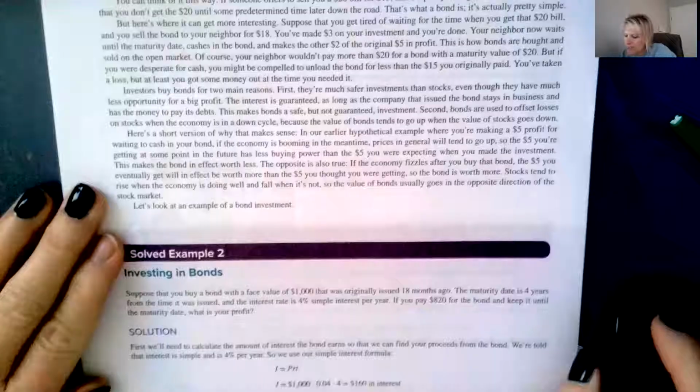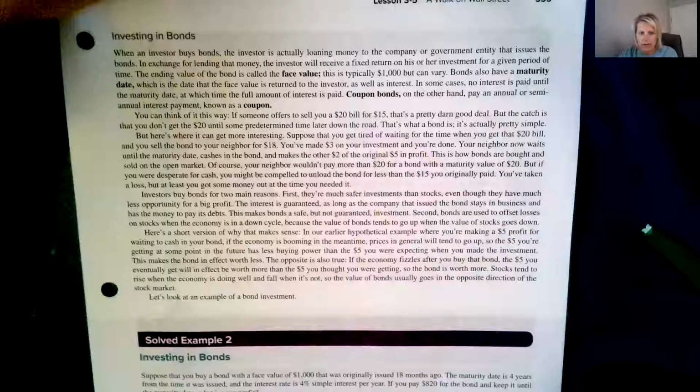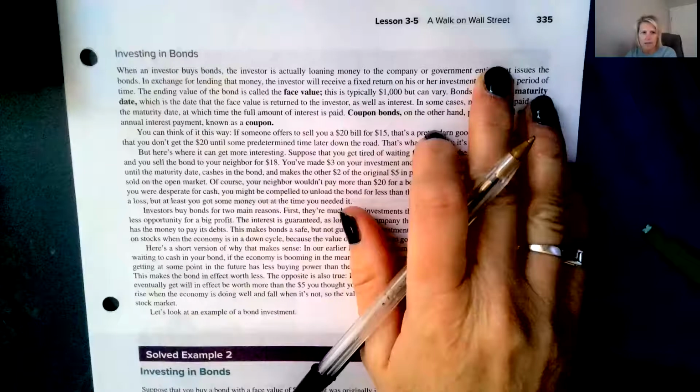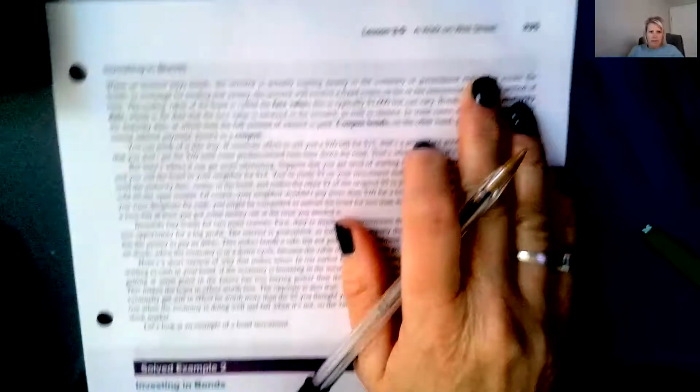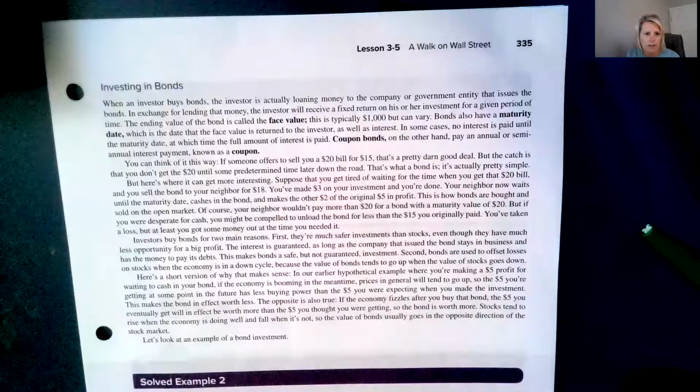The next little bit of this part of the video is on page 335, and it talks about investing in bonds. So when an investor buys bonds, the investor is actually loaning money to the company or government entity that issues the bonds. In exchange for lending that money, the investor will receive a fixed return on his or her investment for a given period of time.